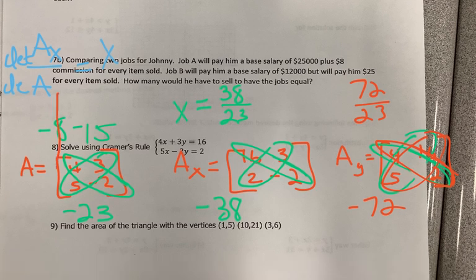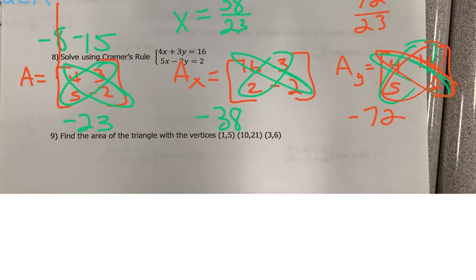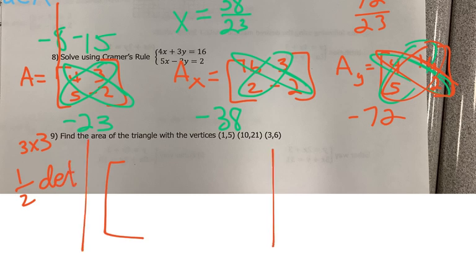All right, area of the triangle. One of the cool things about this matrix, it's going to be a 3 by 3 matrix. We're going to do the determinant. Remember, it's 1/2 the determinant, and it's the absolute value. So meaning that if I put this in my calculator, I'm going to get a negative. It's okay. You can just ignore the negative because it's the absolute value.